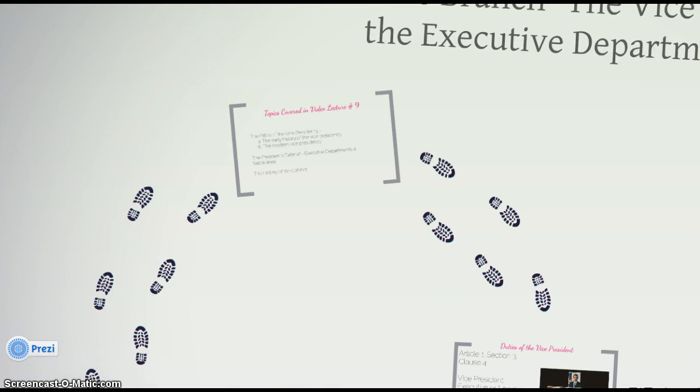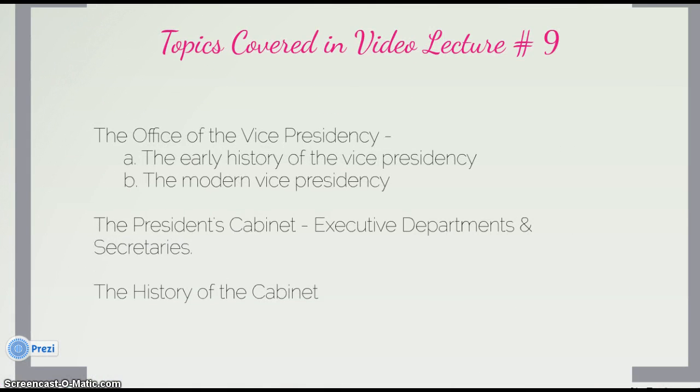So we're going to get started right away, and here are the topics. I think I just outlined them, but the office of the vice president, we'll take a look at the early history of the vice presidency, then look at the modern presidency, then we'll look at the president's cabinet, the executive departments and secretaries that run those cabinets, and a brief look at the history of the cabinet.